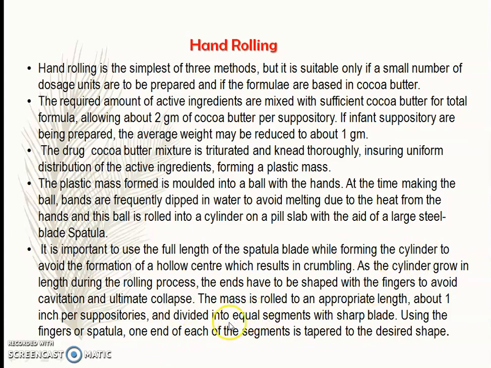As the cylinder grows in length during the rolling process, the ends have to be shaped with the fingers to avoid cavitation and ultimate collapse. The mass is rolled to an appropriate length, about 1 inch per suppository, then divided into equal segments with a sharp blade. Using fingers or a spatula, one end of each of the segments is shaped to the desired form.